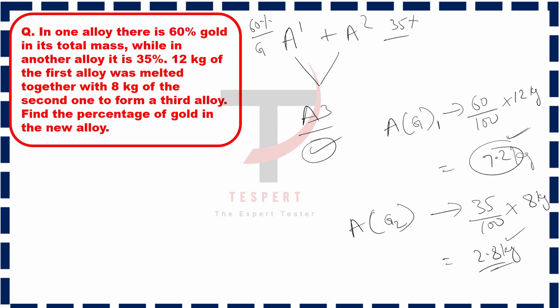So this is the amount of gold in the first alloy, and this is in the second alloy. We are asked to find the percentage of gold in the new alloy. So these two alloys are being mixed. So 7.2 plus 2.8, the total quantity of gold in the two alloys, by the total quantity of the alloys, 12 kg and 8 kg, 12 plus 8, into 100, because we are asked to find the percentage. So calculate this.